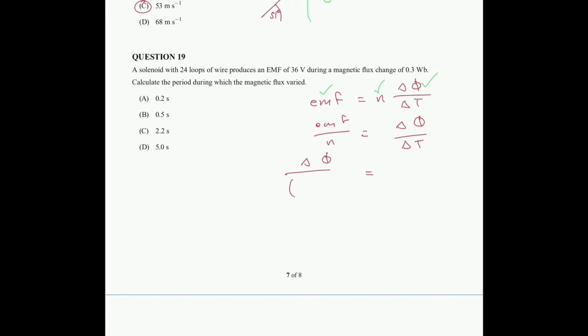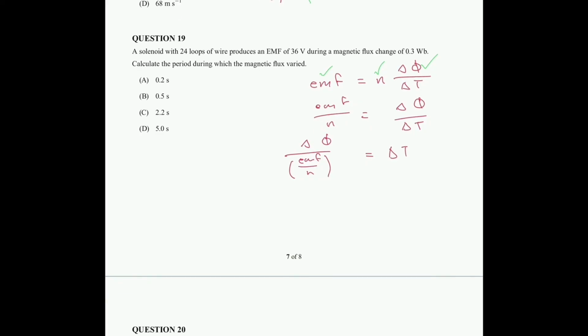You could do it with EMF over N in brackets as equal to your change in flux over change in time, or you could neaten it up by doing the inverse, and you end up getting change in flux multiplied by N over EMF is equal to the change in time. Then punch that into your calculator and you end up getting your change in time equal to 0.2. Remembering our unit is seconds, so we're left with option A.